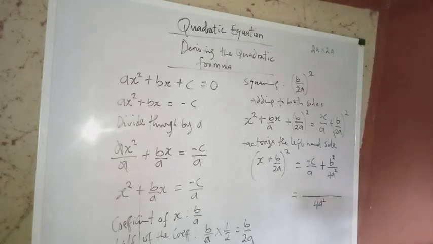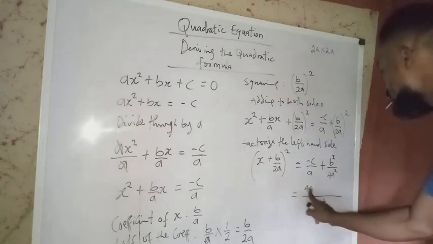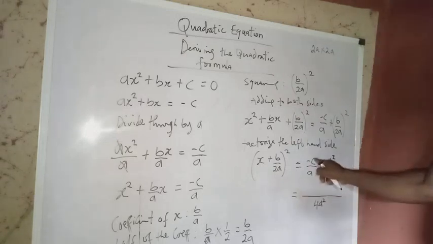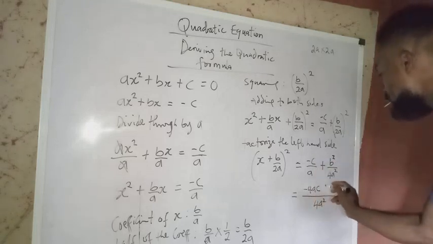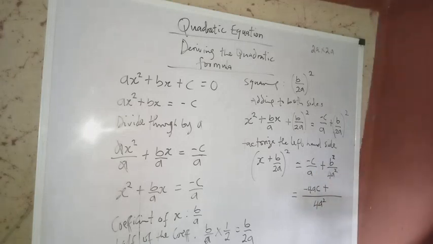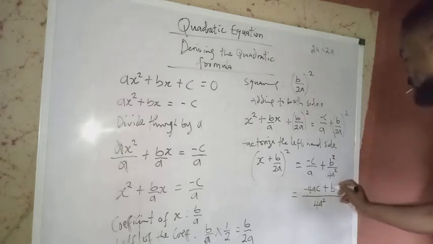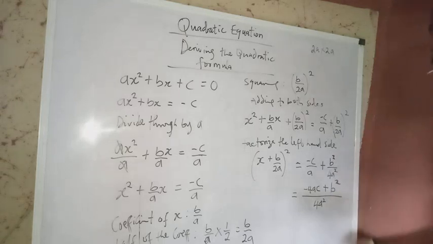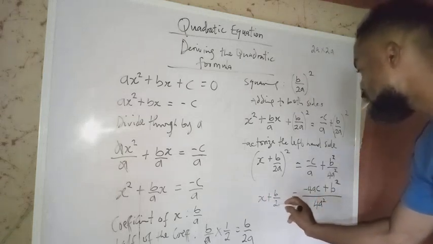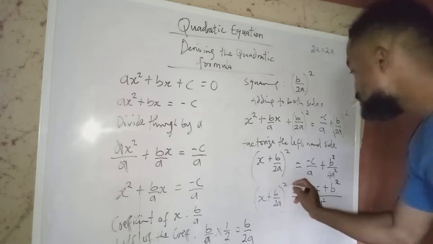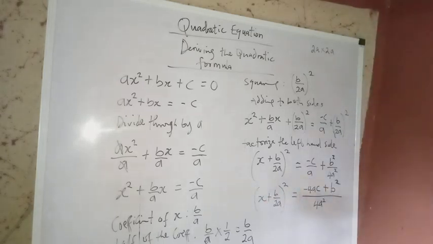4a squared divided by a will give me what? 4a. Sorry, it will give me 4a. 4a times minus c here will give me minus 4ac, plus 4a squared divided by 4a squared will be 1. Alright? 1 times b squared, I have plus b squared here. This equals x plus b over 2a all squared. Good. Now we have gotten to this point.